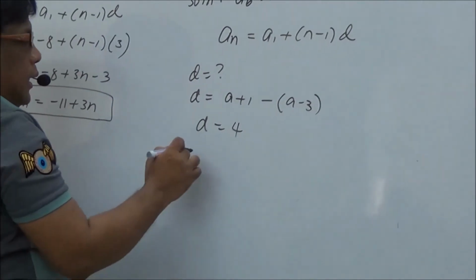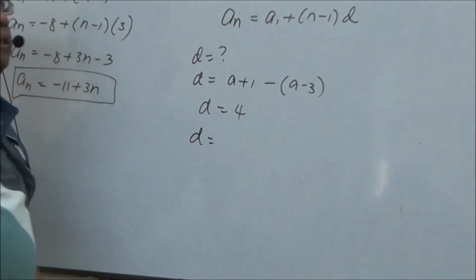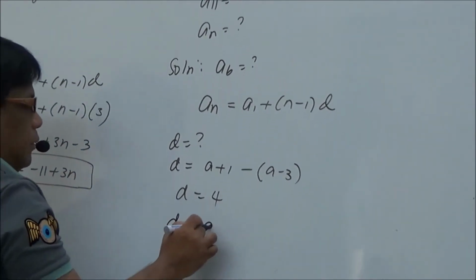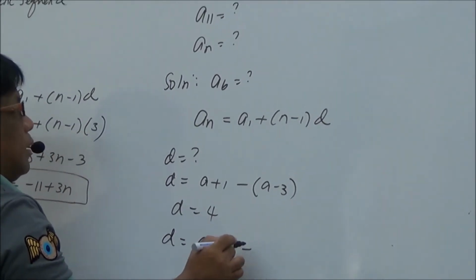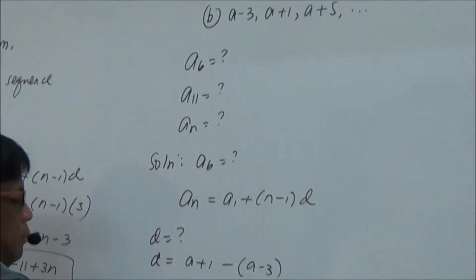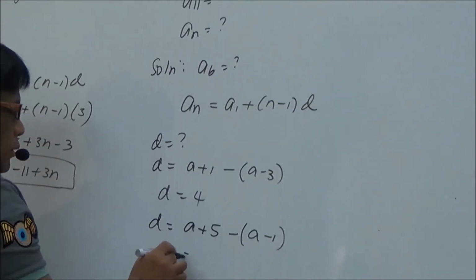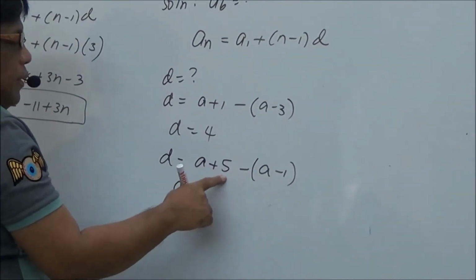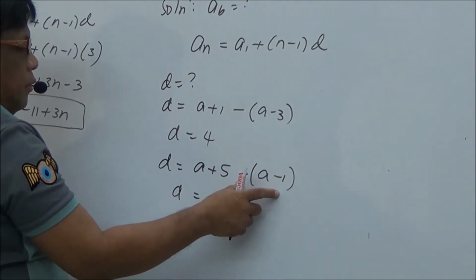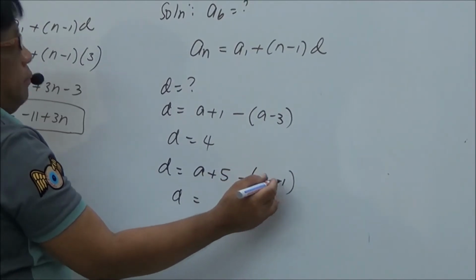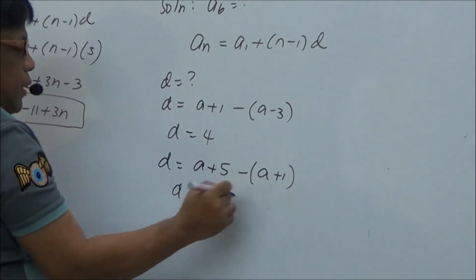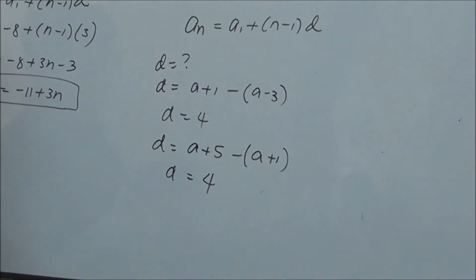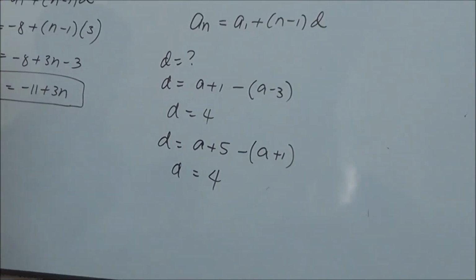Okay? Let us take another difference of two successive terms. That is now a plus 5, which is the third term, minus the second term, a plus 1. So in defining now the difference, we have a minus a is 0, then 5 minus 1 is now equal to 4. Okay? So as you can see, we have a common difference, which is 4.